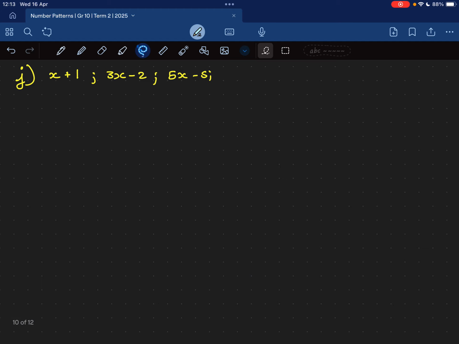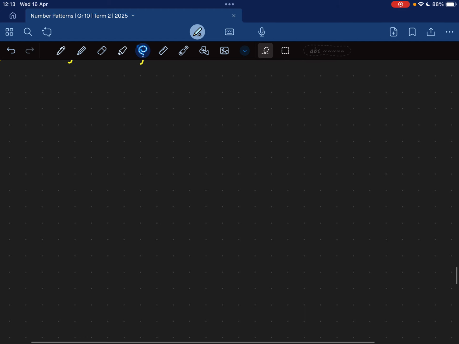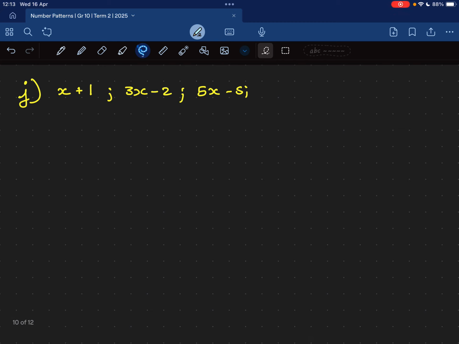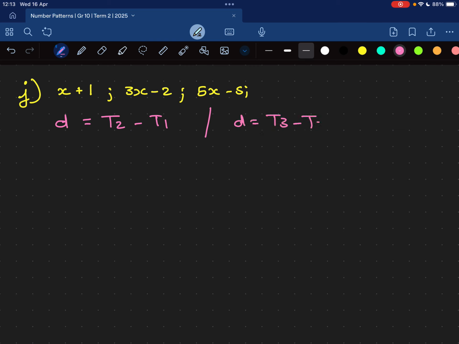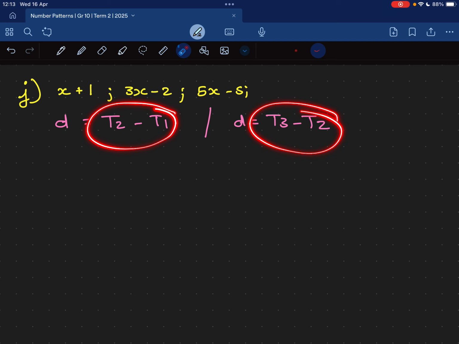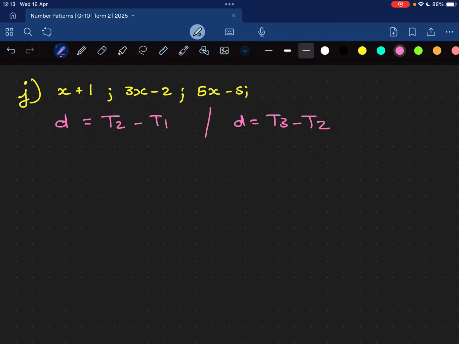Okay, so J says write down the constant difference in terms of x. If they want the constant difference in terms of x, it means that we are not trying to solve for x. We're just trying to find what the constant difference is in terms of x. So we're trying to find the common difference, which we can either say is T2 minus T1, or we could say that the difference is T3 minus T2. So you can use this one or this one to find the common difference in terms of x. You should get the same answer.